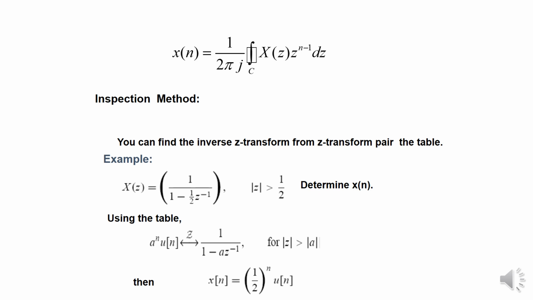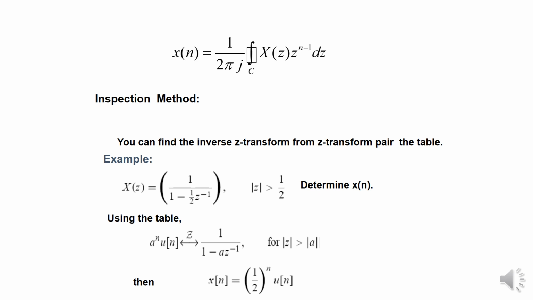So if you can remember, in the table you have seen, when you have a^n u[n], the Z transform is equal to 1 over 1 minus a z^-1, as it is shown here. The Z transform of a^n u[n] is equal to 1 over 1 minus a z^-1 for the region of convergence magnitude of z larger than a.